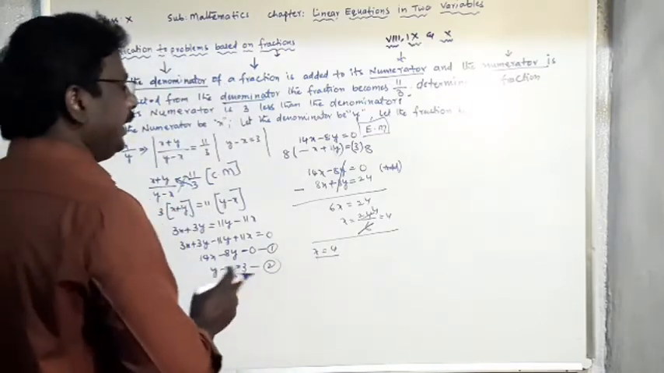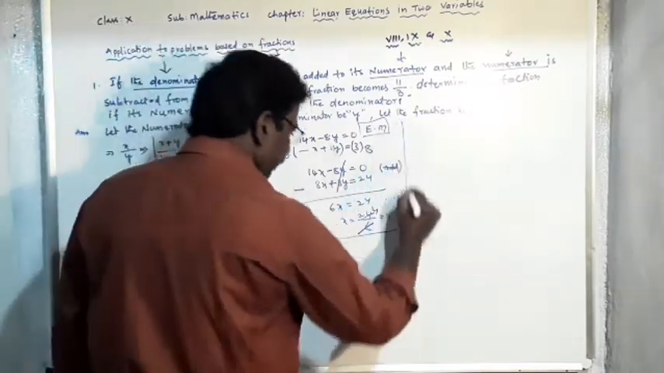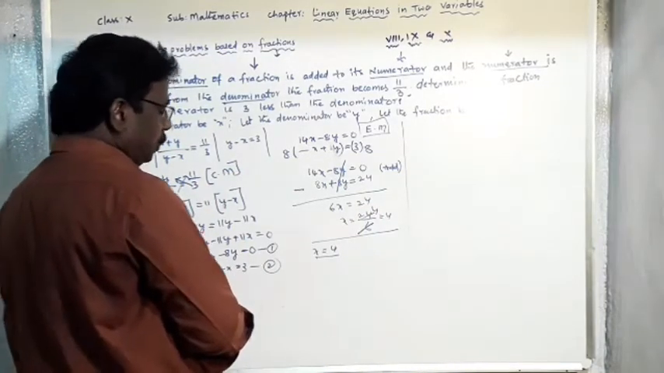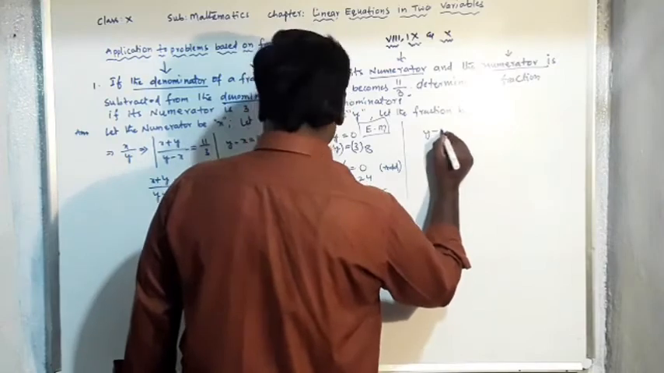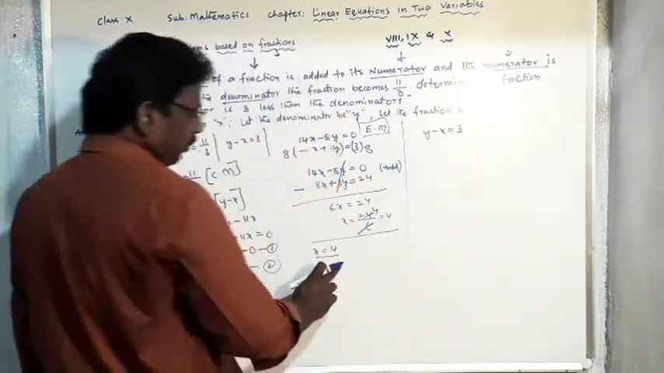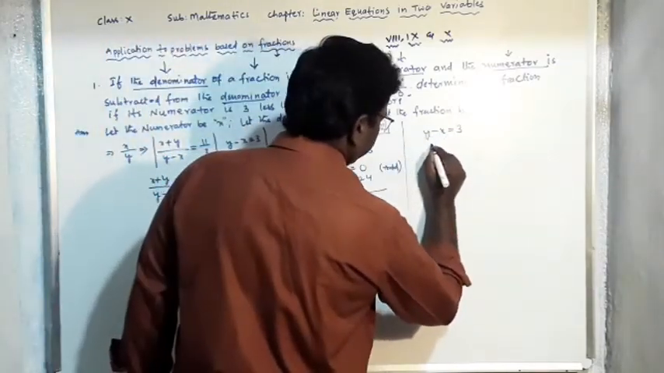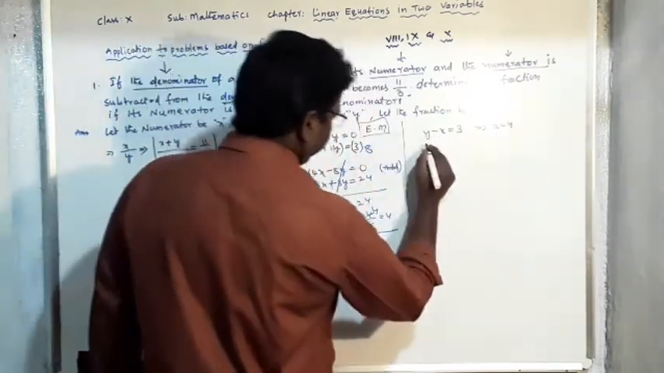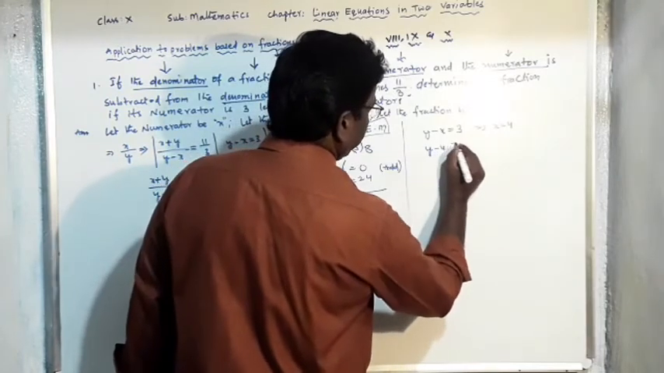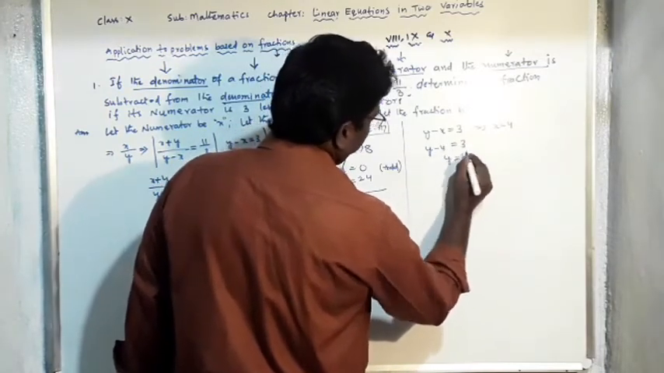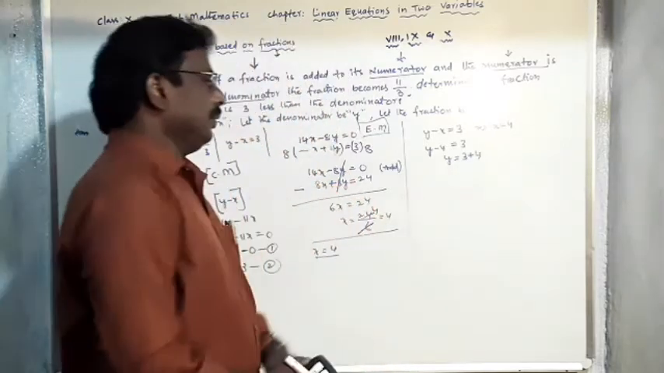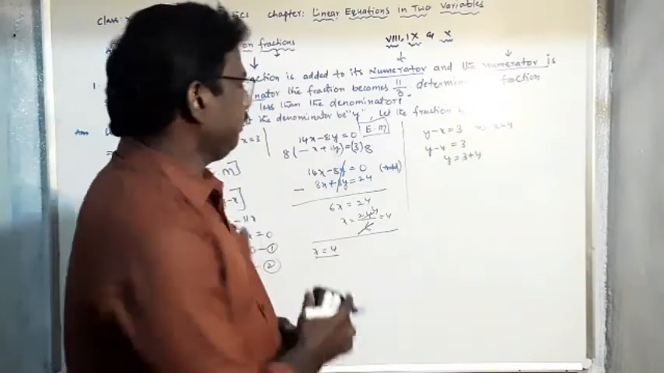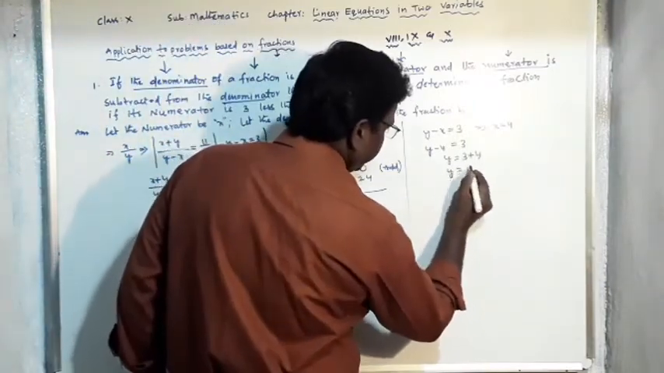Now you can find the y value. Better to substitute in equation 2, y minus x is equal to 3. The x value 4 you can substitute here. Already we got x is equal to 4, that's why I am substituting here. y minus 4 is equal to 3. y is equal to 3 plus 4. Here the minus 4 transferred to that side becomes plus. Then y is equal to 7.